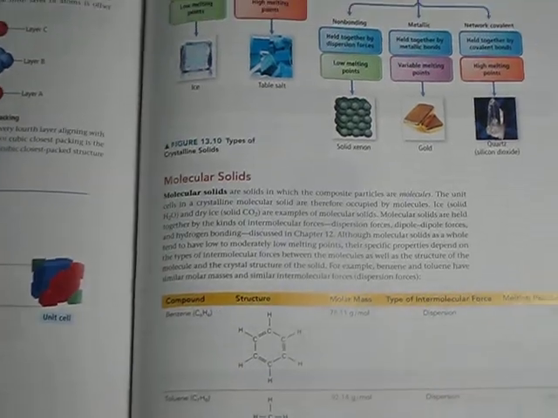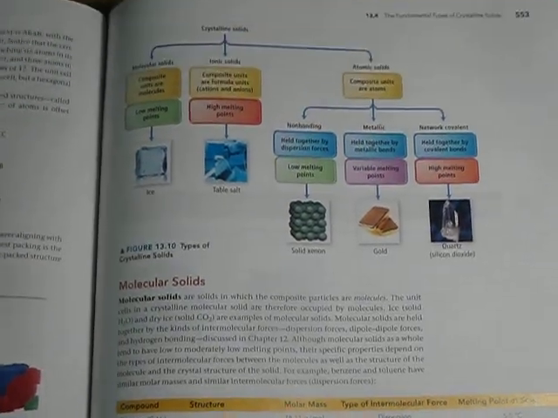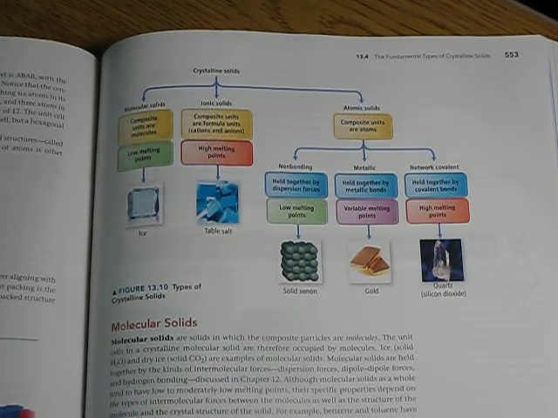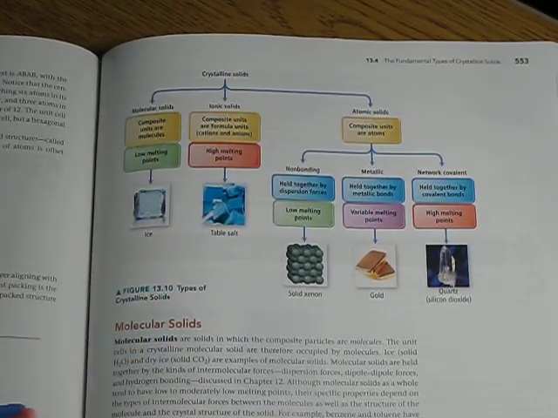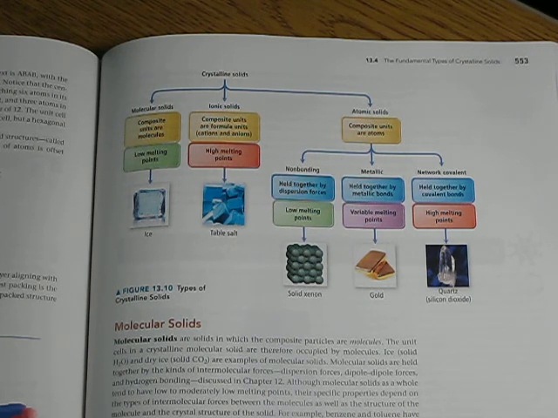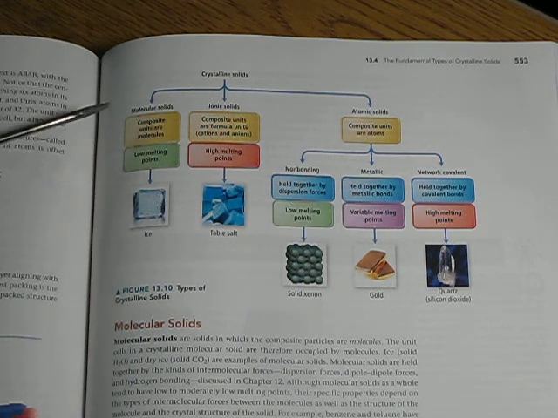Now here's probably the most important part of this chapter. This is the stuff you're going to get tested on. The types of crystalline solids and essentially their properties, particularly melting and boiling points. So if you have a solid compound, if you have a solid, it can be broken up into different types of solid. One is molecular solid.